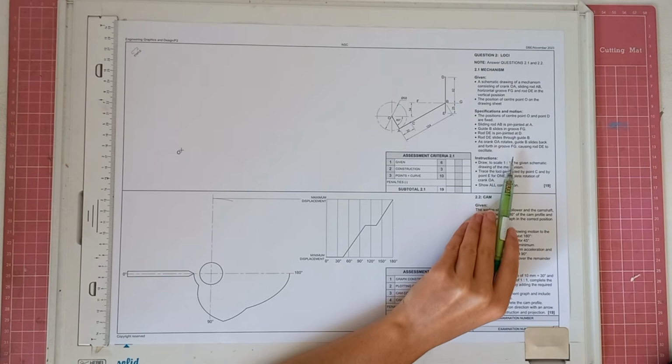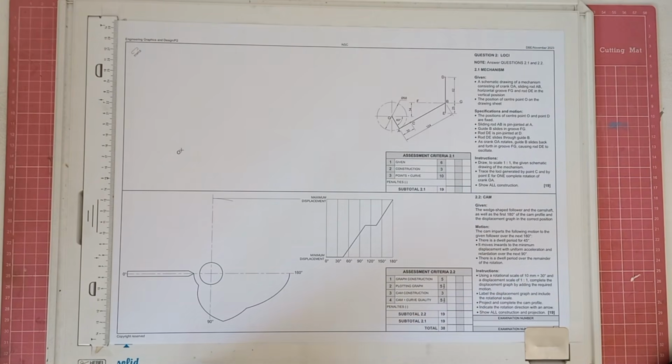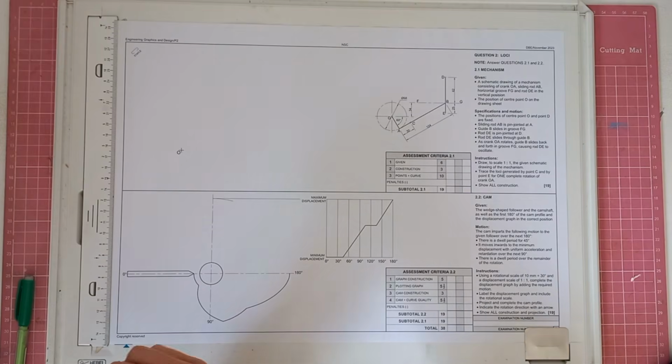Okay, and then it says instructions: draw to scale 1 to 1 the given schematic diagram of the mechanism or drawing of the mechanism. Trace the Loci generated by point C and by point E for one complete rotation of crank OA and show all construction. So we're going to start off by grabbing our compass. Obviously this is drawn to scale 1 to 1, so we do not have to change any measurements given to us.